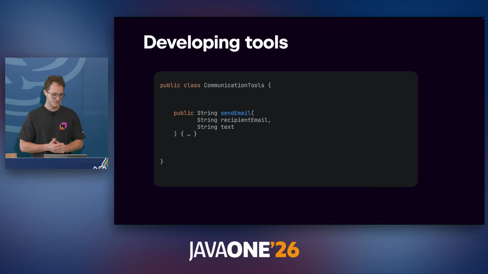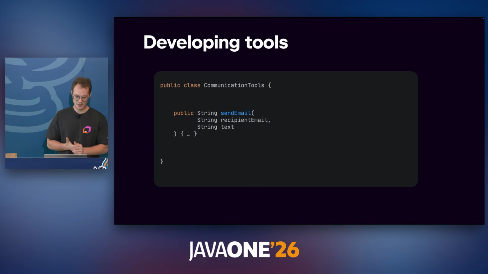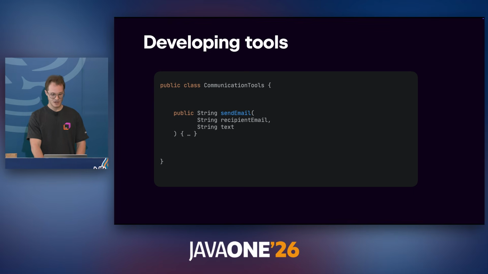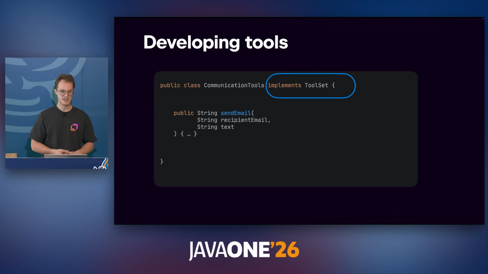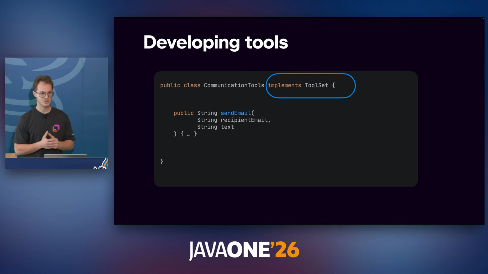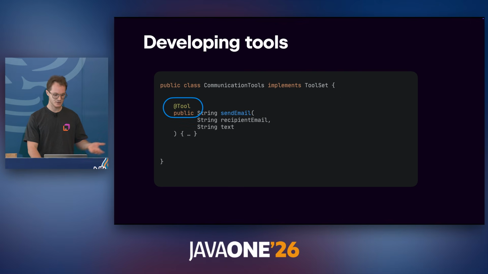So let's develop some tools in Java. I'll define a class CommunicationTools. To say that this is a set of tools, just inherit the marker interface ToolSet. And then inside, I'll define a method, sendEmail. Of course, not all methods deserve to be tools. Not all methods need to be exported to the LLM. So how to make it a tool? Pretty easy, just call it a tool.